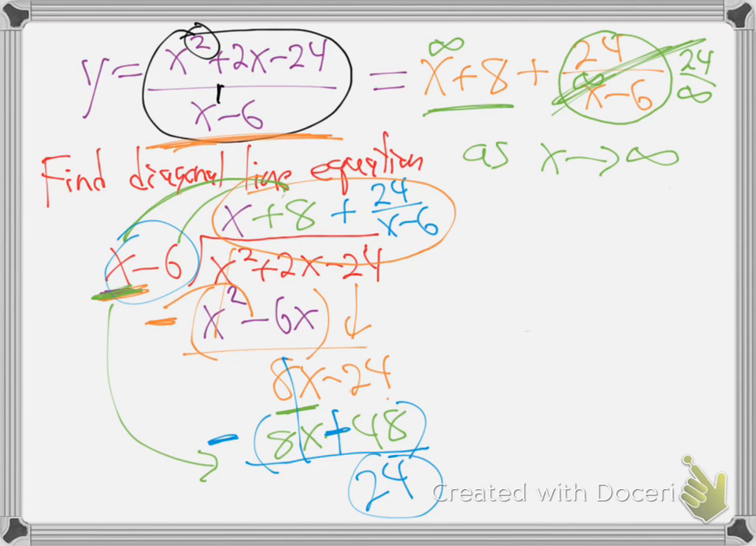Since we're headed, don't lose context. We're headed to infinity. Yeah, in the middle, everything matters. But way off to the right, way off to the left, positive 10 million, negative 10 million, the remainder is irrelevant. It's just going to go to 0 because the bottom is a bigger power. It's going to be 24 over infinity. So really all we need is x plus 8. That's what this graph will look like as you head to the right and the left forever.